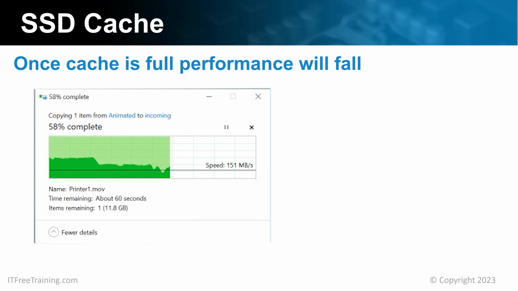The cache thus performs 2 functions. It allows an initial burst in performance and smooths out the transfer rate. However, once the cache is full, it can no longer do this. This is seen by the drop in performance and the fluctuating transfer rate.